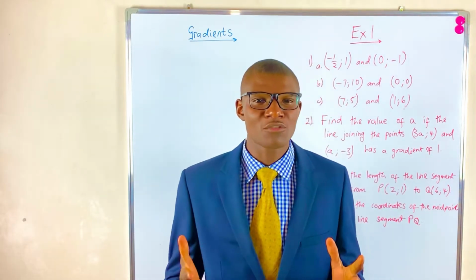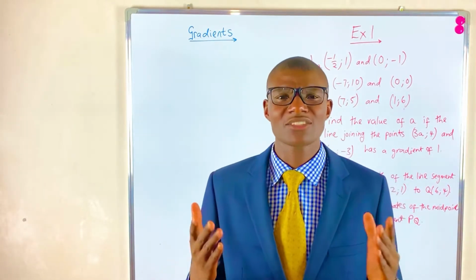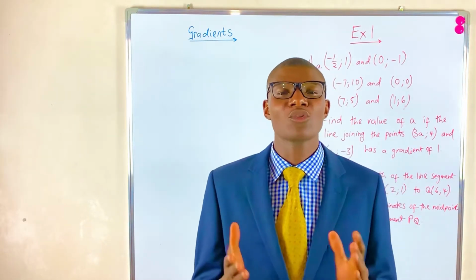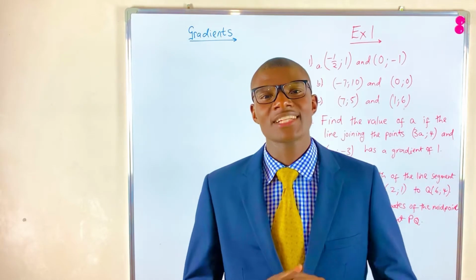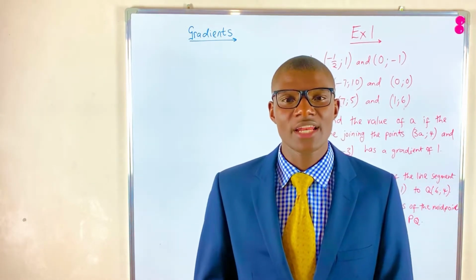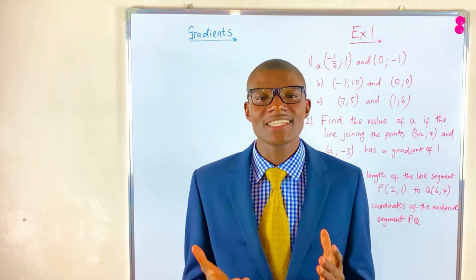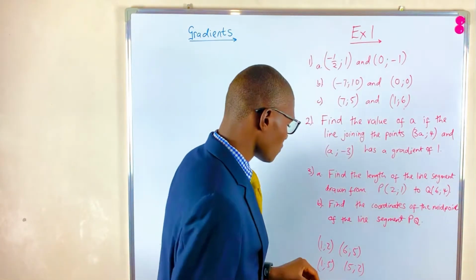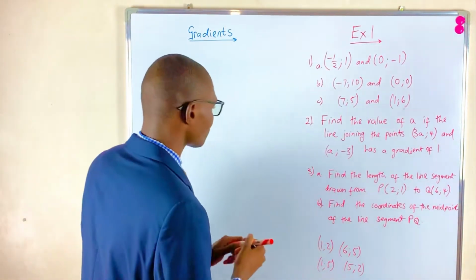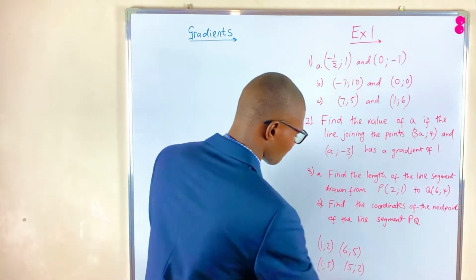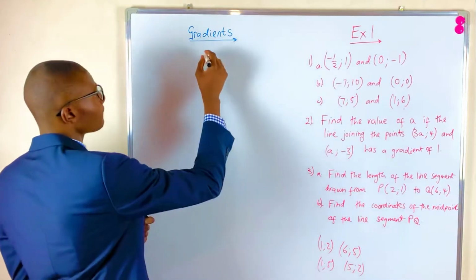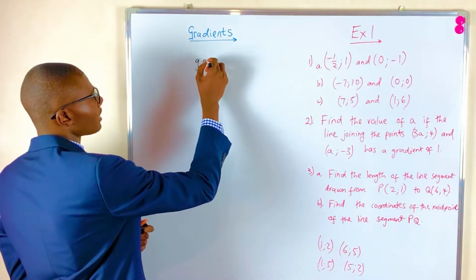So to start off, what do we mean by the gradient of a straight line? The gradient of a straight line is simply a measure of how steep it is. And to calculate the gradient of a straight line, we simply say the change in y over the change in x. So I shall use the letter m to represent the gradient. Let me write gradient here.